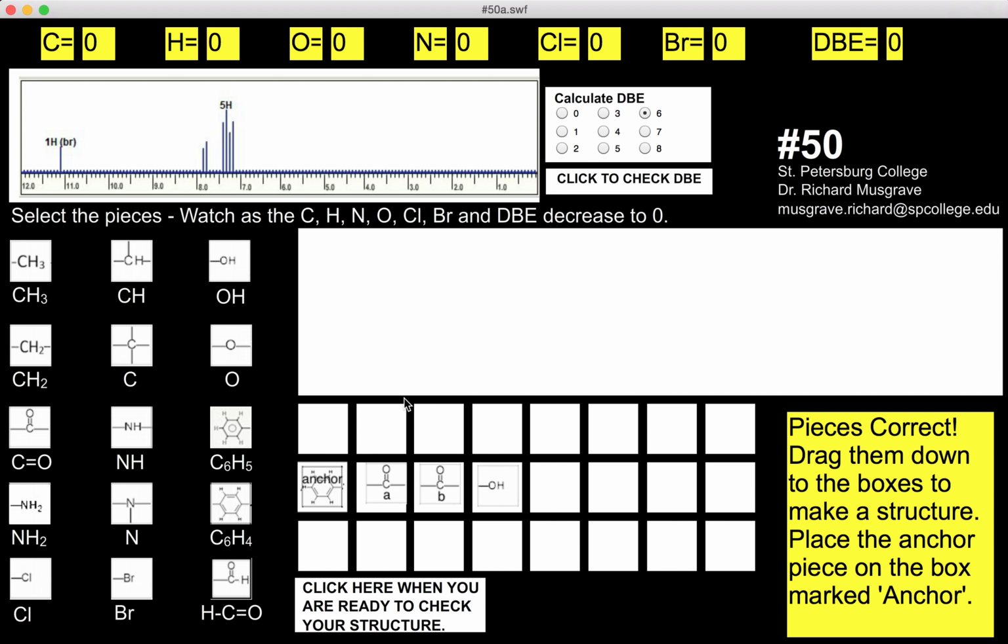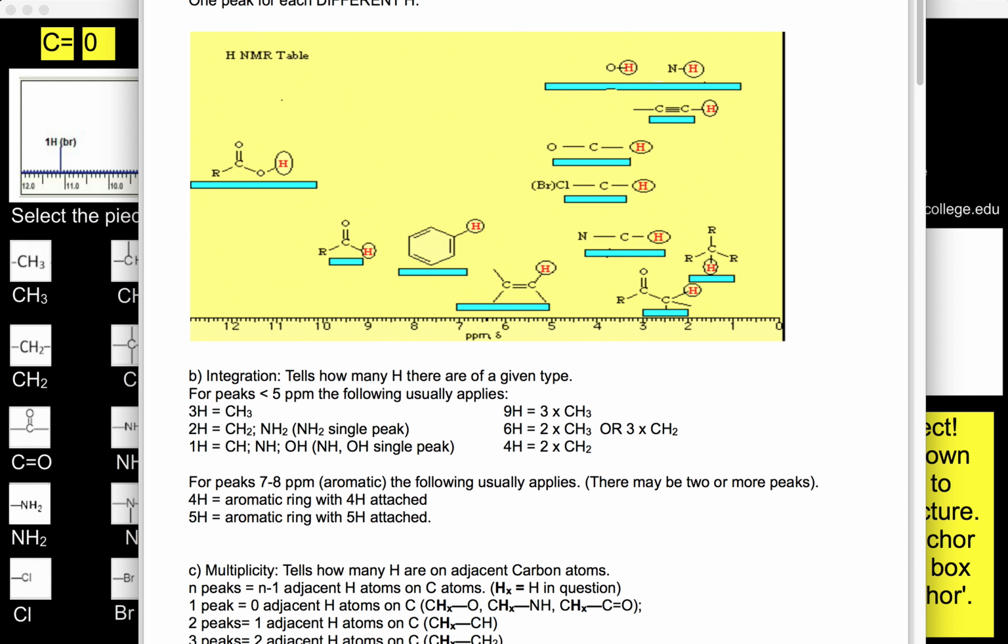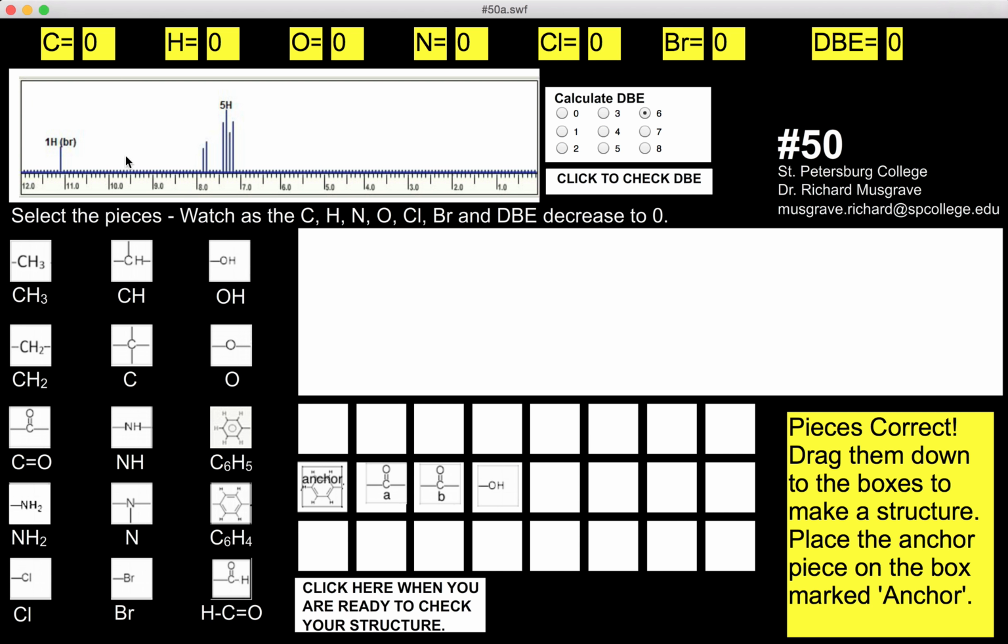Now this matches because we have an OH attached to a C double bond O, and if we look at the correlation chart, that's where we expect to see those. Those are in the 11 to 12 range. That's what we've got here. So this will be the correct structure.